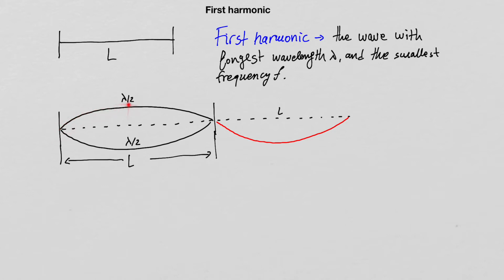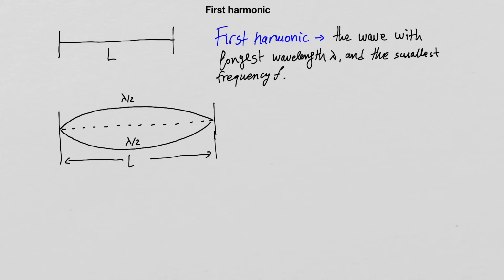We start here, and then we go all the way to here, and then after that, if we had more, the picture will repeat itself. The pattern will repeat itself. So this is one full wavelength. Therefore, half of it is half of the wavelength, and the other half, which is this part, is the other half of the wavelength.